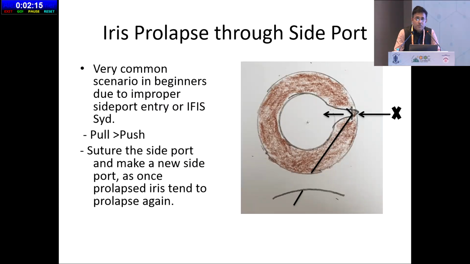Then iris prolapse to the side port. This happens when the side port is not made properly. Now the point is that you should not push the iris from outside. What you can do is take a cochlear hook, or an iris repositor or a dialer, and pull it from the main port. You can go inside from the main port and pull the iris inside. So that is a trick here.